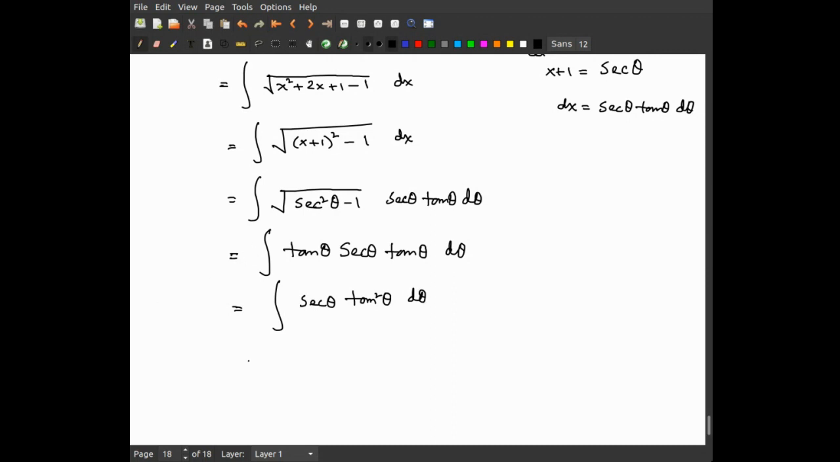What's the idea here? The idea is this, that you have secant theta, and the tan square theta can be written as secant square theta minus 1 d theta. From that one, what do you get? We get, if we multiply that out, secant cube theta d theta, that's one integration, minus secant theta d theta.